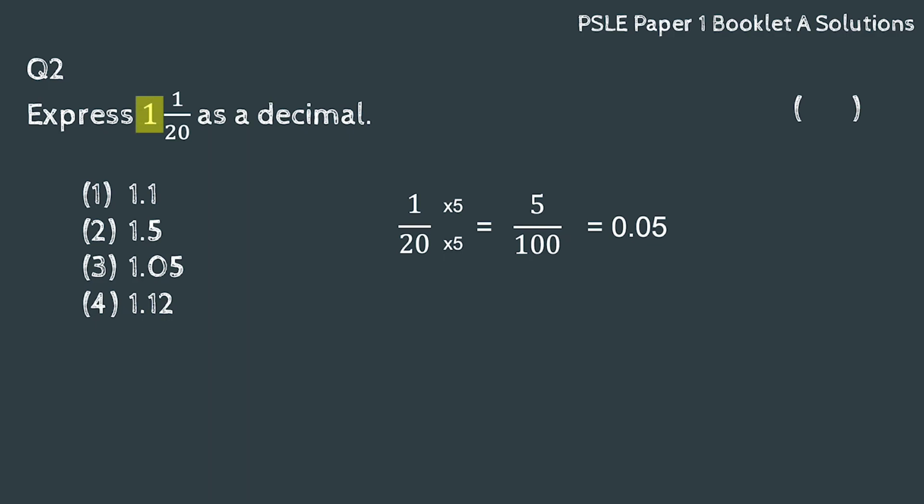Don't forget the whole number. So, 1 plus 0.05 will give you 1.05. Our answer is option 3.